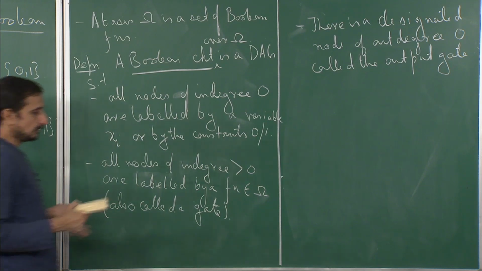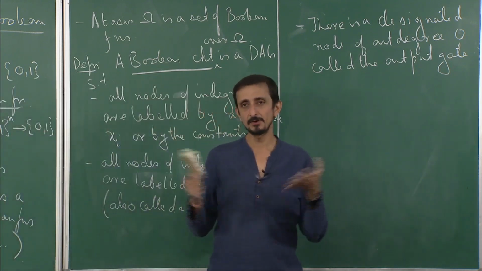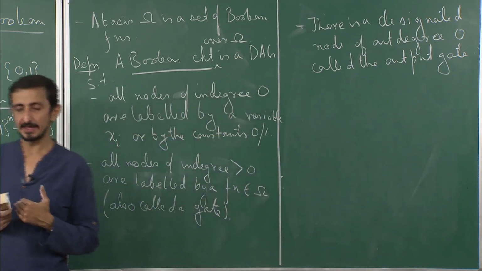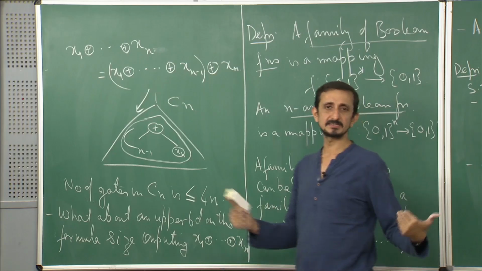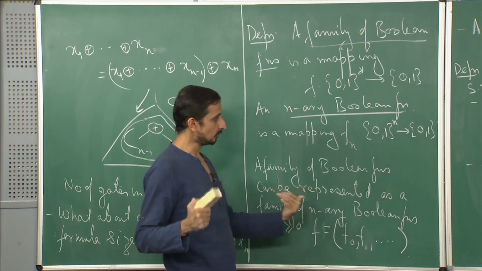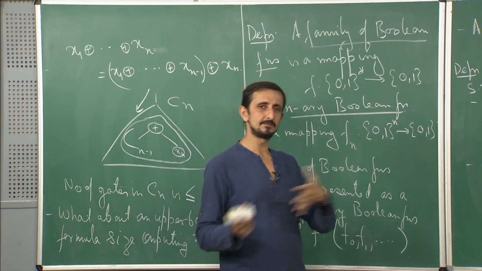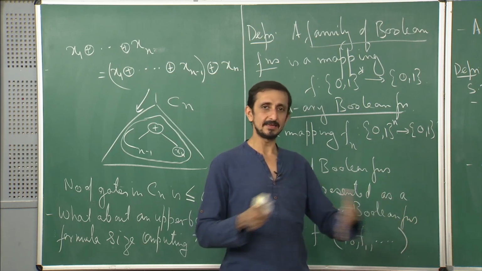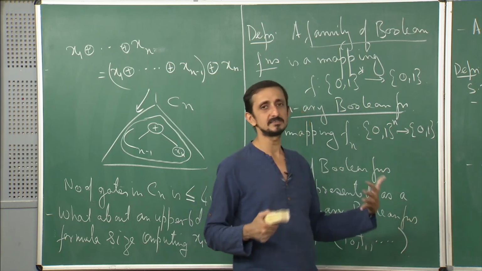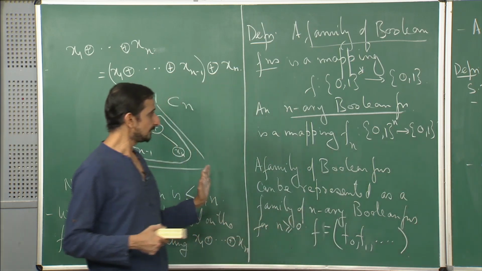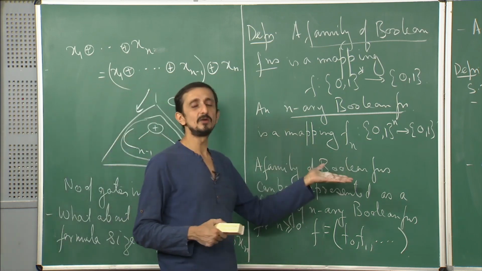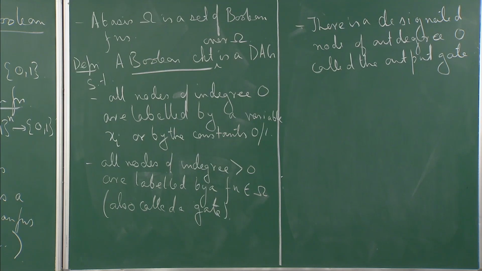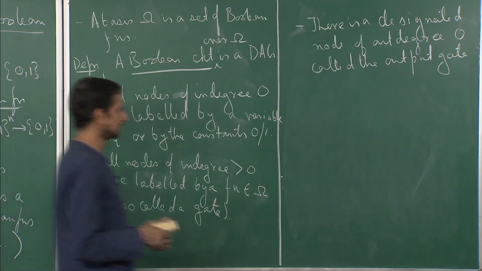Now note that a Boolean circuit can take a fixed number of input variables, because it has a fixed number of nodes of in-degree 0, and each node is labeled with a variable. Therefore it can only take a fixed number of input variables. So a circuit is essentially computing an n-ary Boolean function: if a circuit has n variables as input, it is computing an n-ary Boolean function.